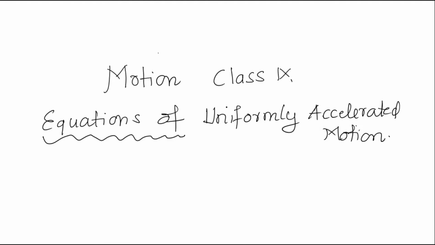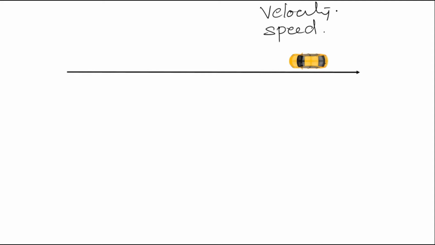To start with, we need to recall the meaning of uniformly accelerated motion. What do you mean by uniform acceleration? Let us suppose a car is moving on a straight line. In 9th class we work on those situations where the vehicle is moving in a straight line. The velocity and the speed are both the same here, so either I can call this velocity or speed.